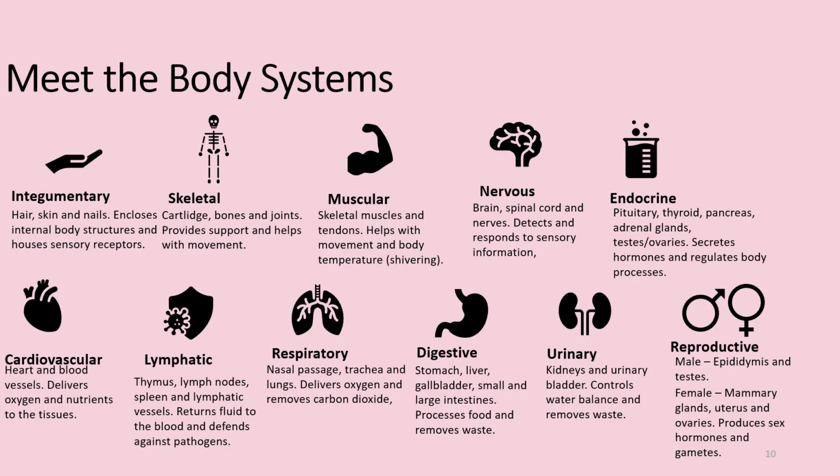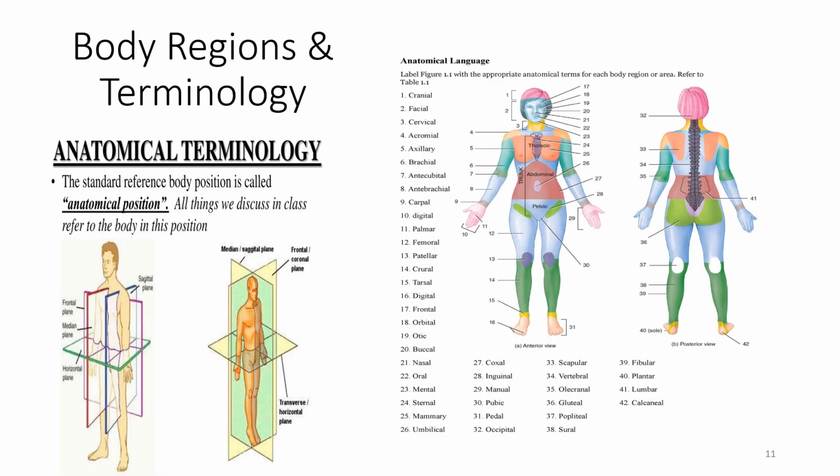Next, we have the body systems, which is your integumentary system, your skeletal system, your muscular, nervous, endocrine, cardiovascular, lymphatic, respiratory, digestive, urinary, and reproductive systems. Then we have some regional and body terminology.